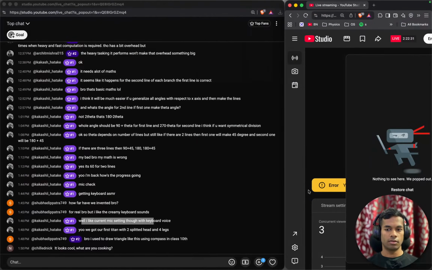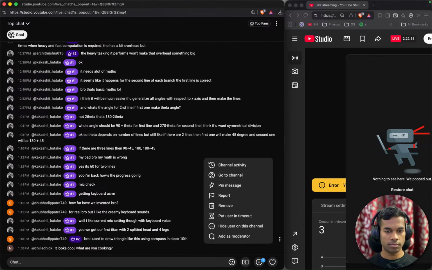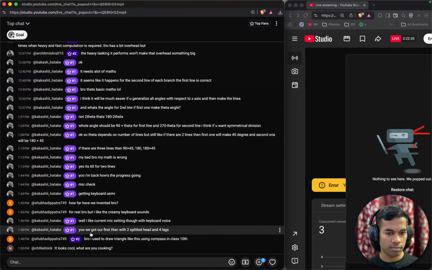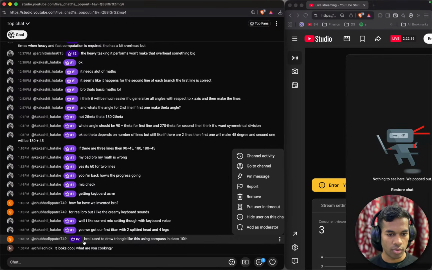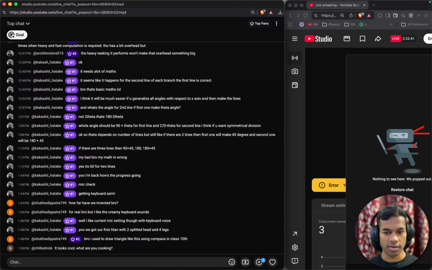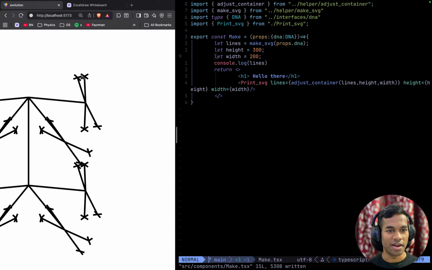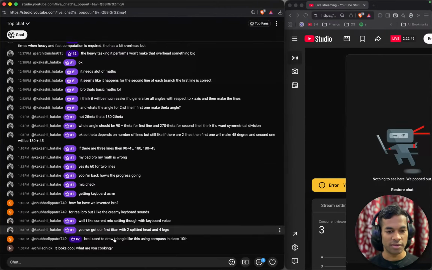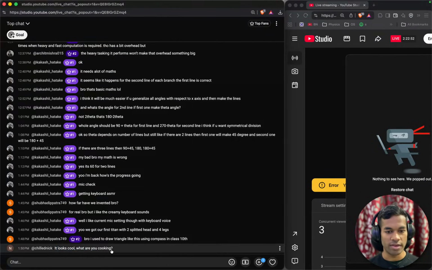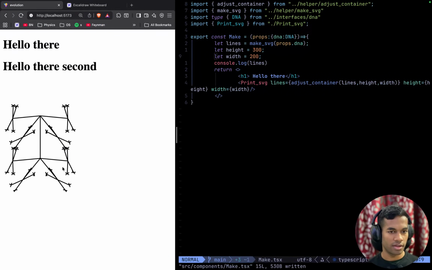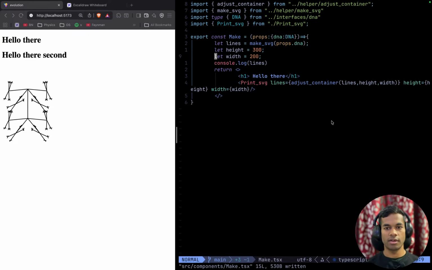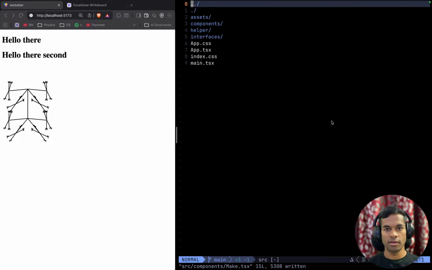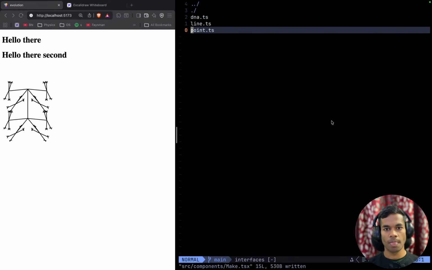Okay, so we have done both of the objectives for the day. Yep, bro, I used to draw triangles like this using a compass and shade triangles. Yes, literally yes. After marking stuff like this and then making circles, it looks cool. What are you cooking? We are cooking evolution here. We have our own interface for evolution.